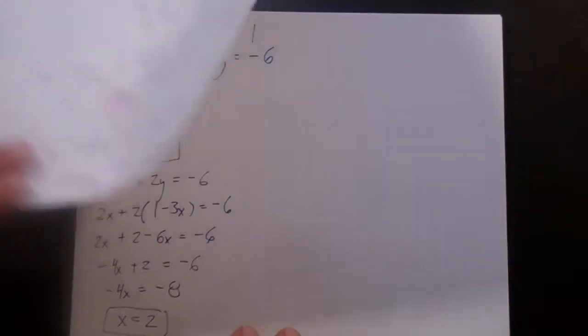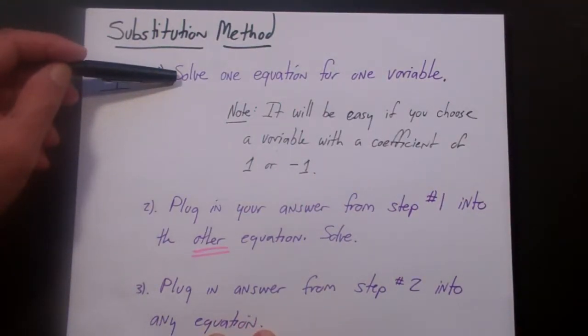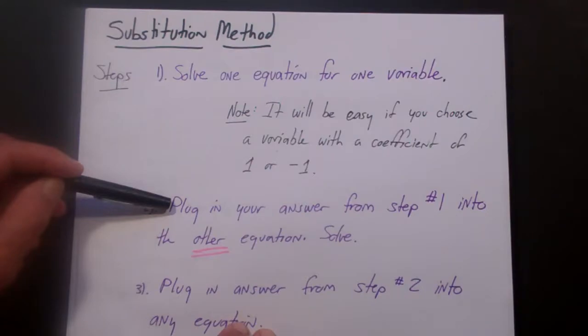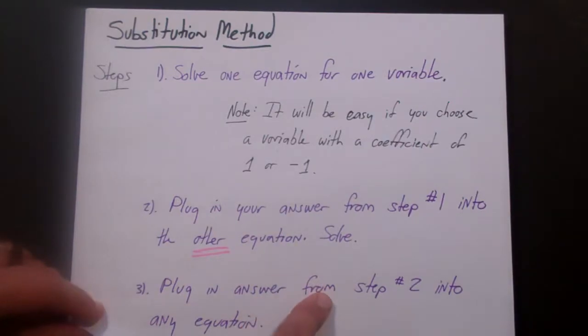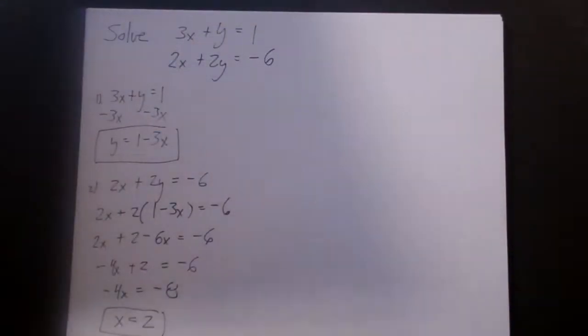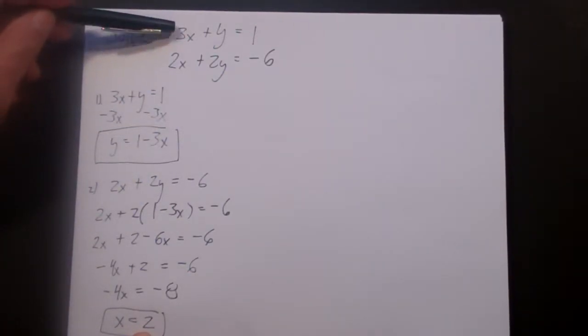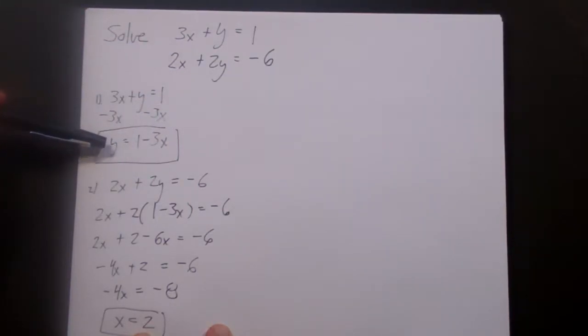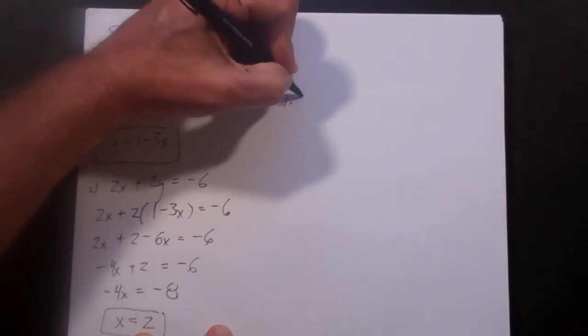So that's the first two steps. If you refer back to our steps here, solve one equation for one variable, then plug in your answer from step number 1 into the other equation and solve it. Now step 3 is we're going to plug in your answer from step 2 into any equation. Here's your answer for step number 2, x equals 2. What do I mean by any equation? I mean I can use either one of the original equations here, this one or this one, or I can use the equation I got from step number 1. It doesn't matter. This is usually going to be easier, so let's do that, but it wouldn't matter.